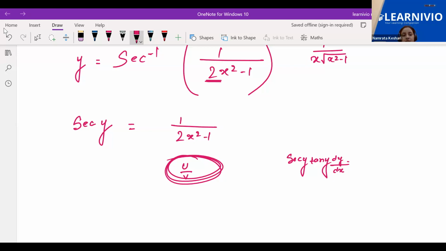So just a second, if we take the reciprocal, will it help? Just a minute, let me check. 2x square minus 1 equal to sec y; if we take the reciprocal, 1 by sec, that means cos y is equal to 2x square minus 1. We can find the derivative of this.